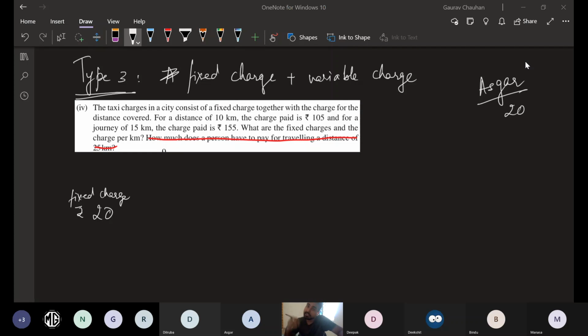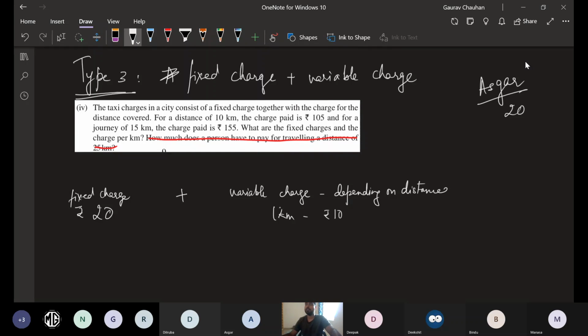Even if you're traveling from there to Kodi or from there to Whitefield, this 20 rupees you have to pay. Plus, there is one charge depending on distance. This is the variable charge. Variable charges depending on distance. What it means? If you're traveling 1 kilometer, you have to pay 10 rupees for that. Per kilometer, 10 rupees.